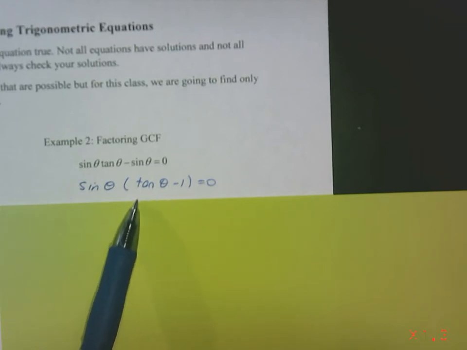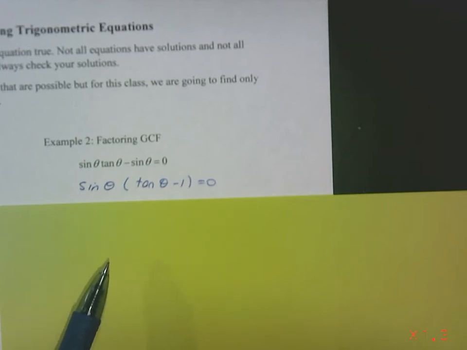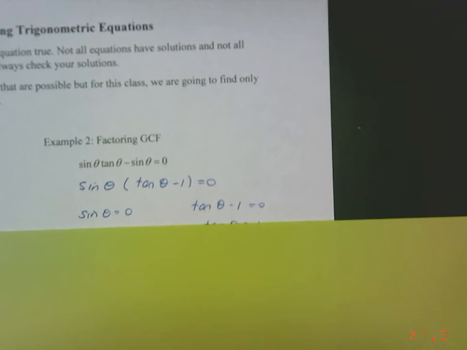I've noticed more and more lately, students are not putting parentheses around terms that are multiplied. So this is very important. Be careful that you do make sure you use the parentheses here. Once you factor, you set each factor equal to 0. So sine theta equals 0 and tangent theta minus 1 equals 0.